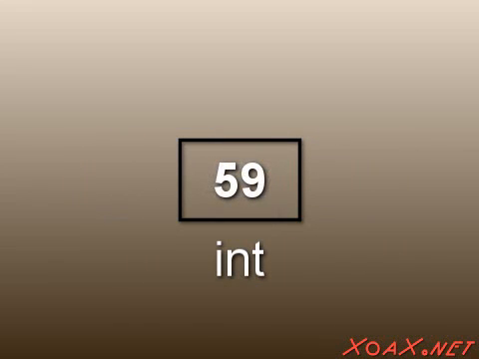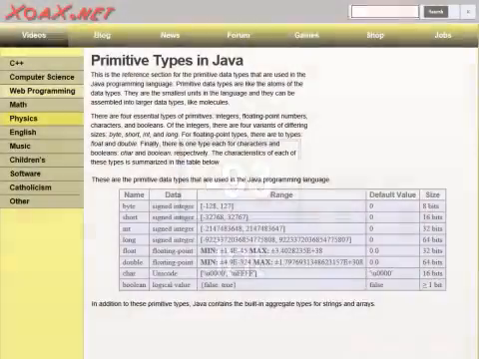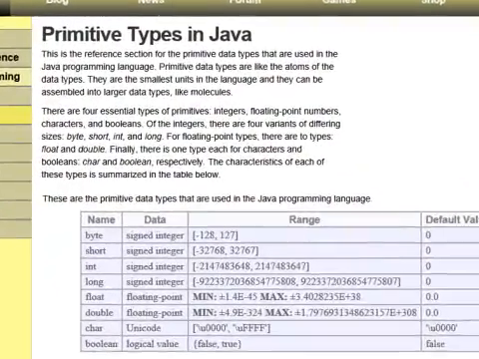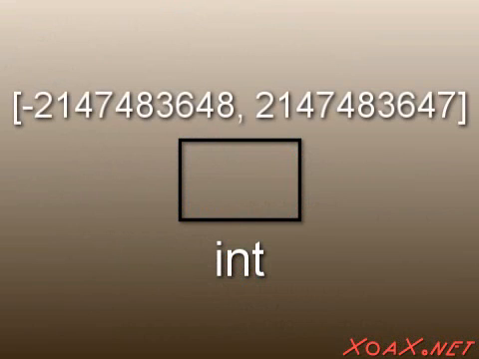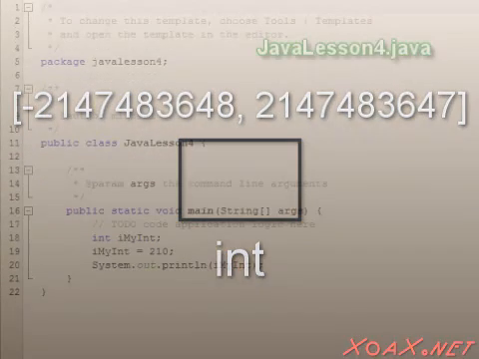We can only change the value of the integer that it holds to anything in the range that was specified in our primitive types table. For the int type, that is any integer value in this range.